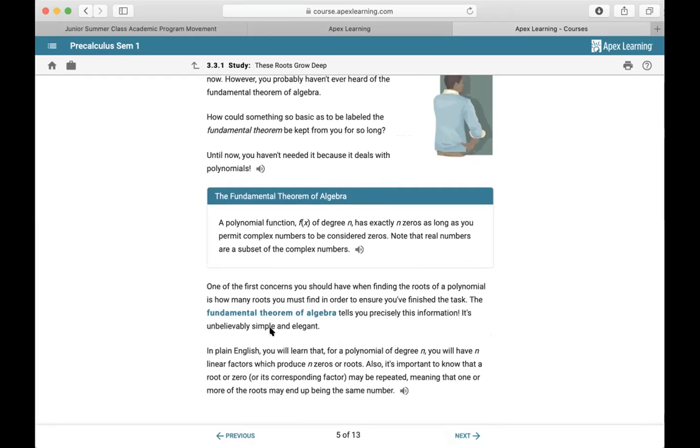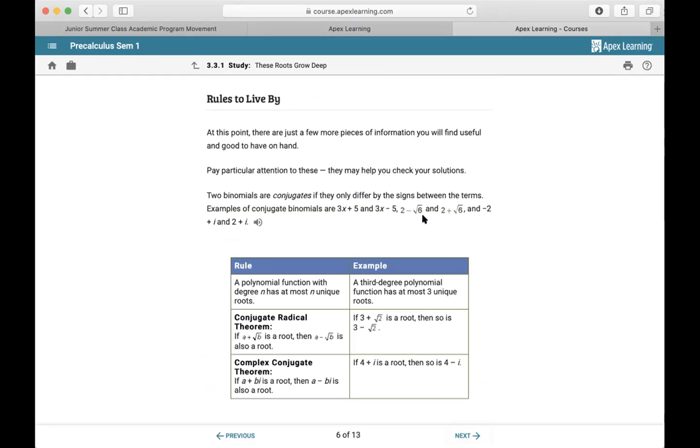And again, in plain English, you will learn that for a polynomial of degree n, you will have n linear factors, which produce n zeros or roots. So again, if we had an x cubed, we will end up with 3 factors, and then each factor would give us a different zero or a different root. You might not see them all on the graph, but they are there. Also, factors may be repeated, so a root may end up being 2, it may have the same number. So if you have x equals 2 and x equals 2, technically there are 2 zeros there at that one number. So just some things to think about here.